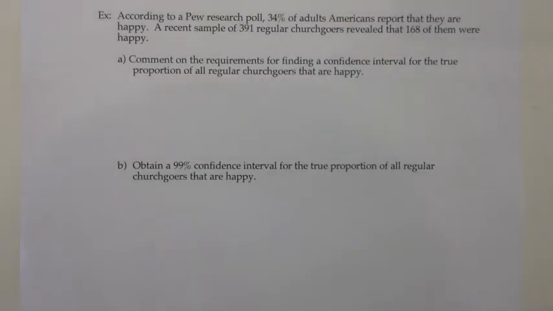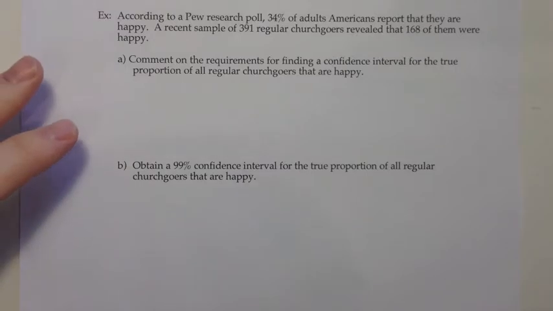Okay, finishing up section 8.1, this is page 4, last example. According to a Pew Research poll, 34% of adult Americans report that they are happy. A recent sample of 391 regular churchgoers revealed that 168 of them were happy. Comment on the requirements for finding a confidence interval for the true proportion of all regular churchgoers that are happy.